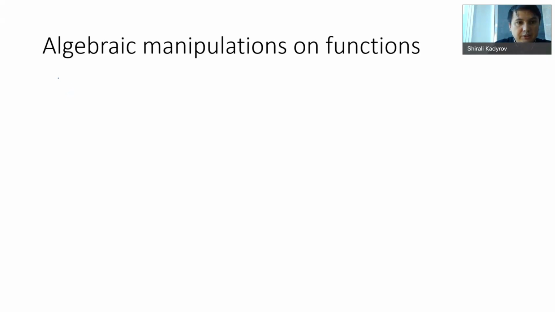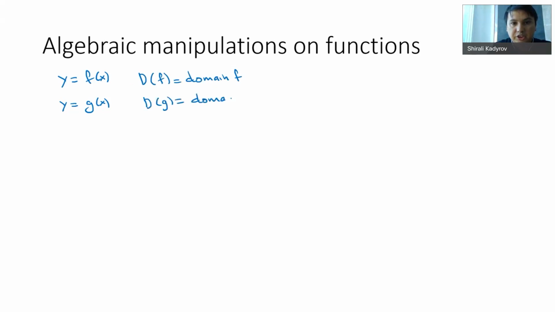Let's say that you have a function y is equal to f of x, and let's say that you have another function y is equal to g of x. And here, for simplicity, let's call it D of f. This is the domain of f, and similarly, D of g stands for the domain of g, etc.